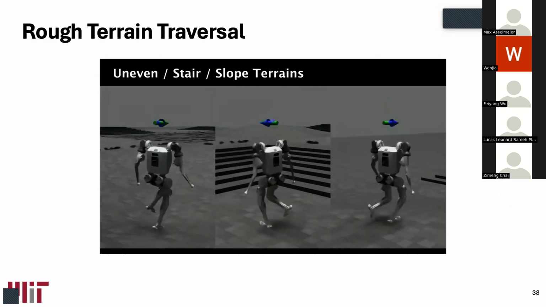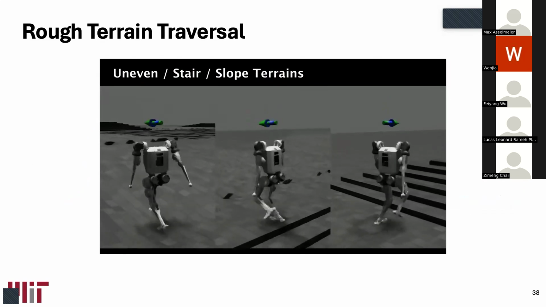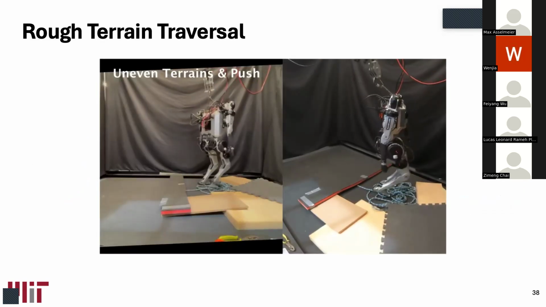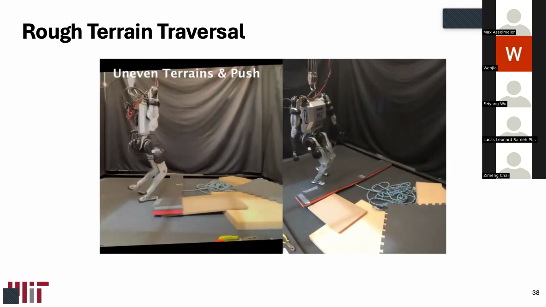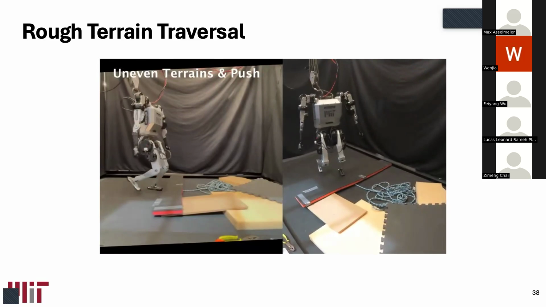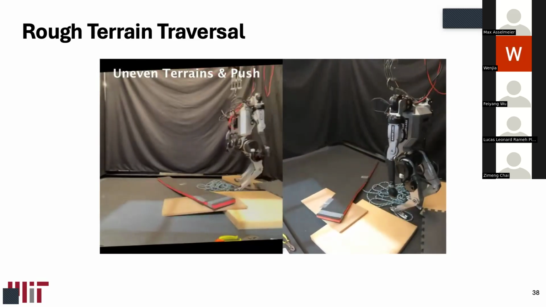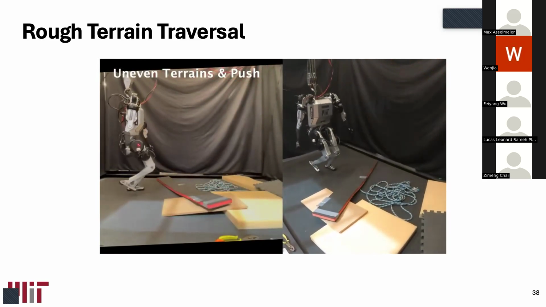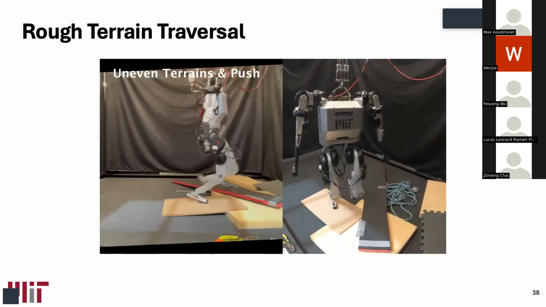This is Isaac Lab environments with slopes, stairs, and uneven terrains. We also tested this. It's about a minute of video, so we can just watch it. This is also the same treadmill where we put a bunch of different uneven obstacles. Here you can see the arm motion, but it's not that observable because the velocity itself is not that high.